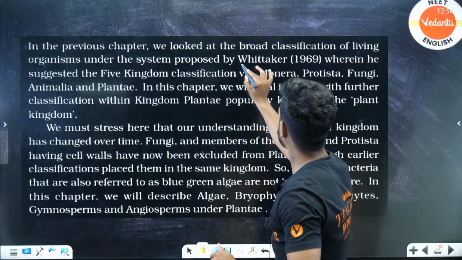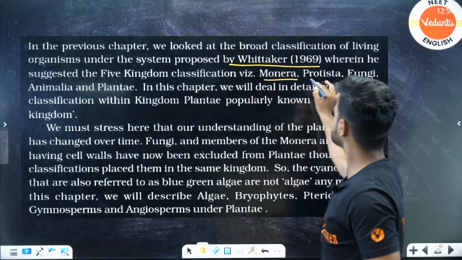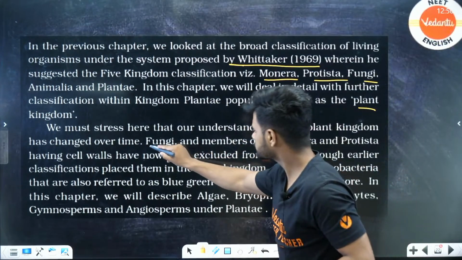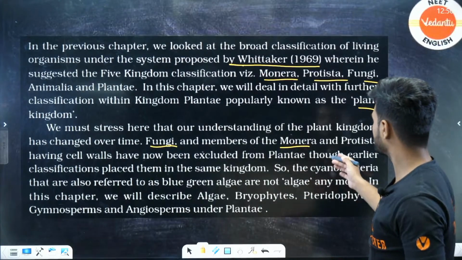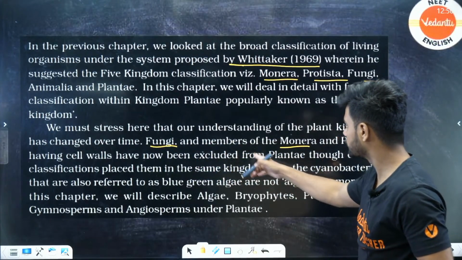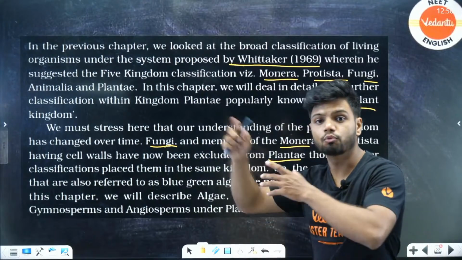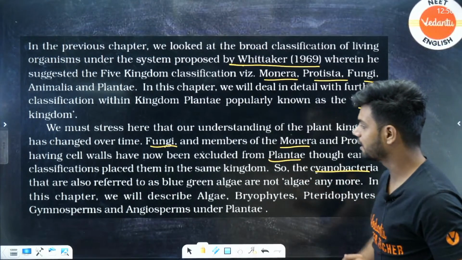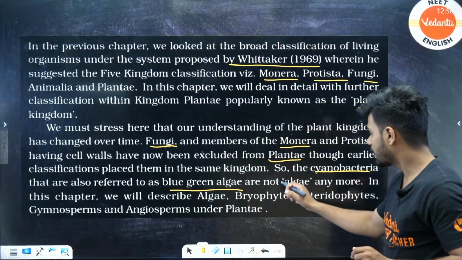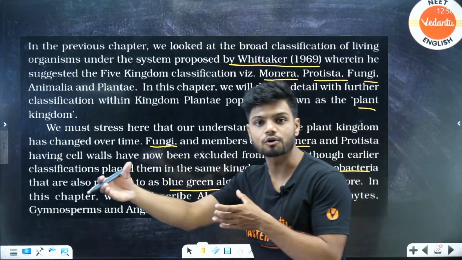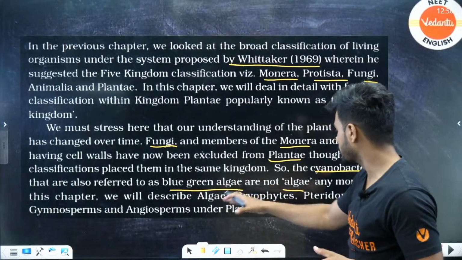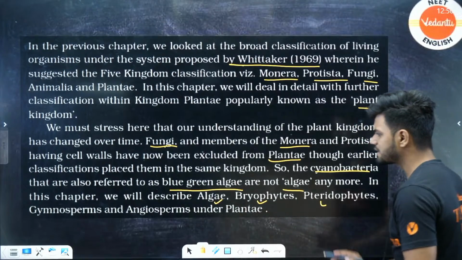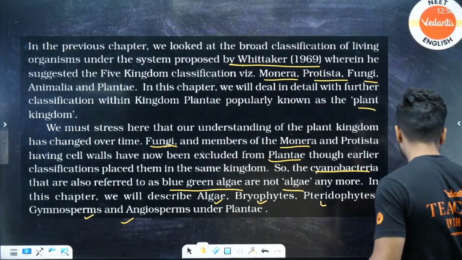We start off with your R.H. Whittaker, gave your 5 kingdom classification, Protista, fungi. Then we learnt about your kingdom Plantae. Then we started off with your fungi, members of kingdom Monera and Protista having cell wall and now been excluded from the kingdom Plantae. I told you, fungi has been removed from your kingdom Plantae. Then we also learned that your cyanobacteria, referred to as blue-green algae, are not algae. Your cyanobacteria belongs to kingdom Monera. It's not written here. It belongs to kingdom Monera. And you will be learning about your algae, bryophytes, pteridophytes, gymnosperms and angiosperms in this chapter.